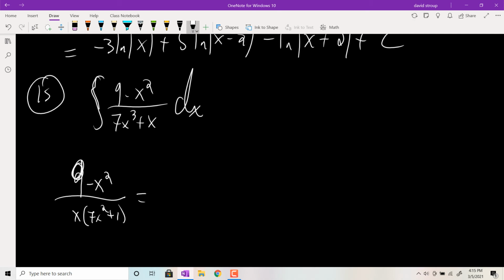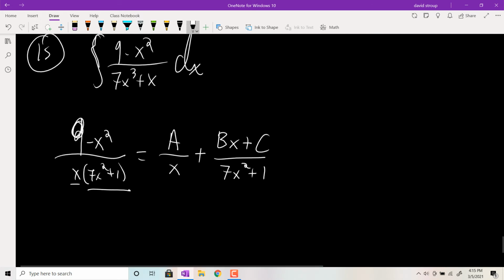Okay, so I need one fraction for the linear factor of x, so that'd be a over x. Then I need one fraction for 7x squared plus 1. So I need, in that case, a linear term in the numerator, because I have the irreducible quadratic in the denominator. Okay, first things first, get rid of all the denominators, multiply by the denominator of the left-hand side.